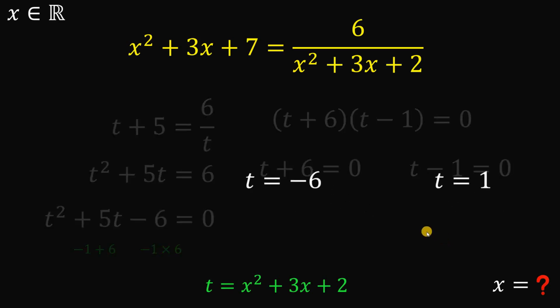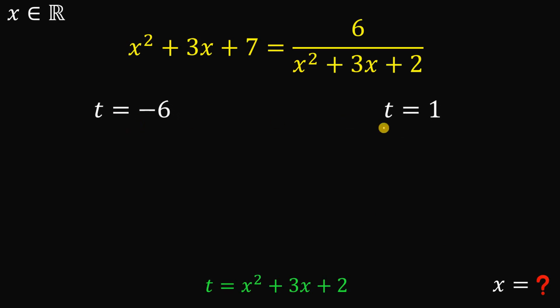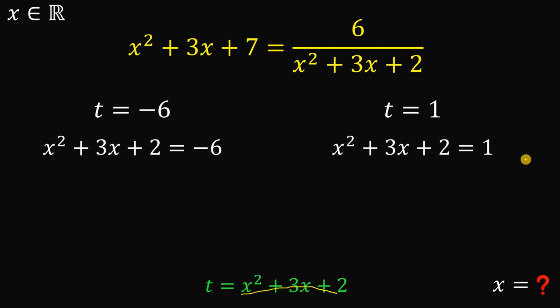Now, we found two possible cases wherein t equals negative 6 and the other t equals 1. And we know the value of t is x squared plus 3x plus 2. So, in the first case, we have x squared plus 3x plus 2 equals negative 6. And in the second case, we have x squared plus 3x plus 2 equals 1. Now, let's solve for the values of x in these two cases.